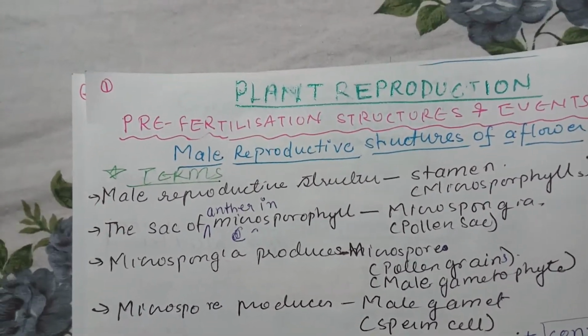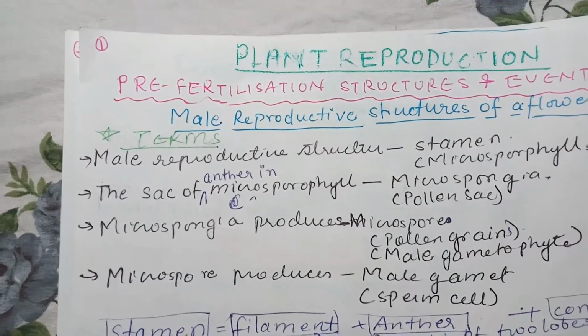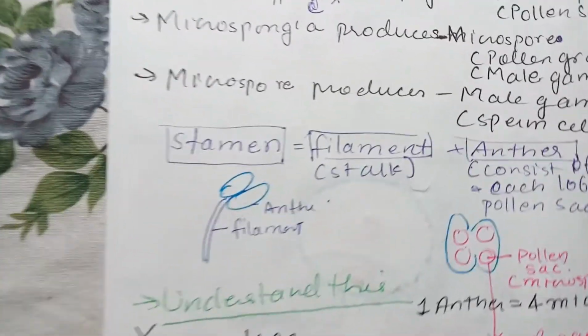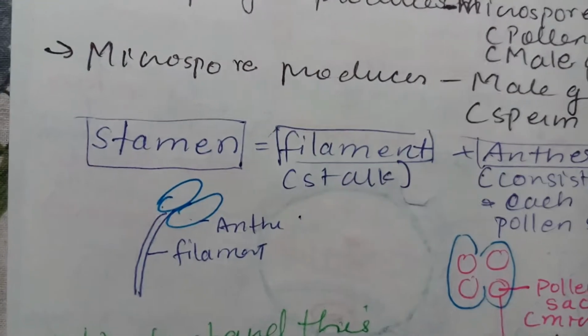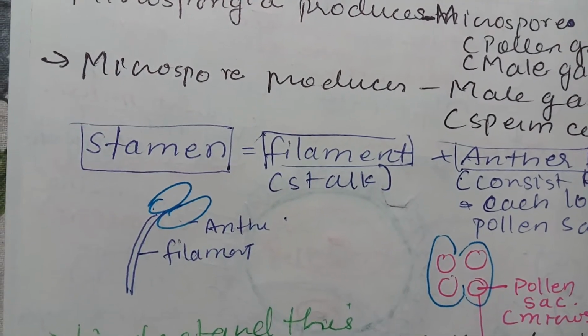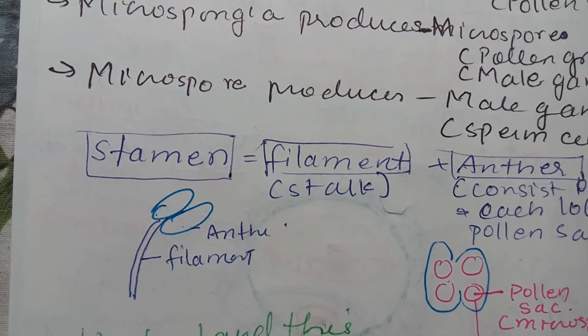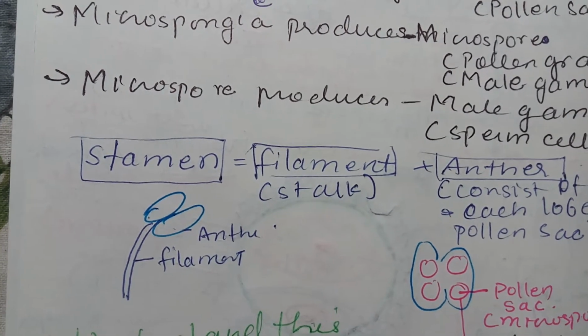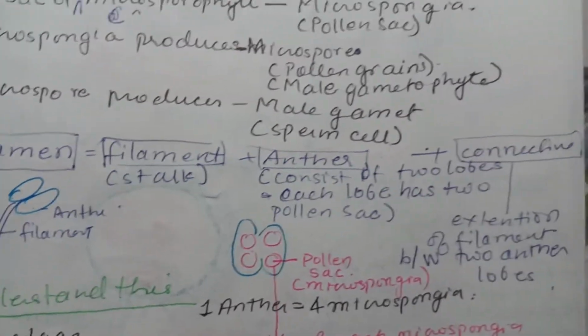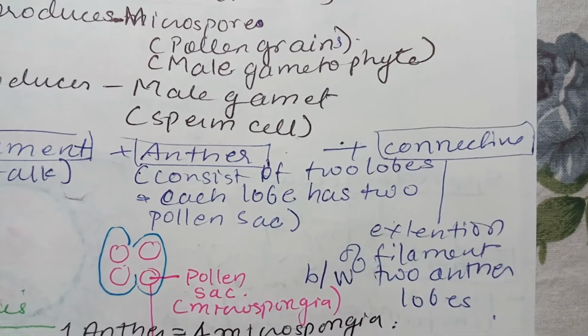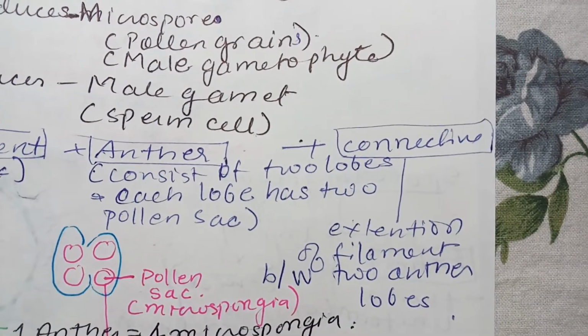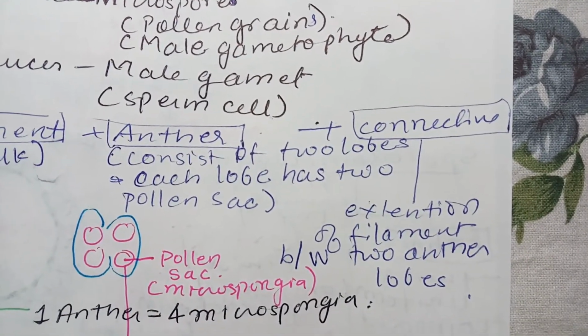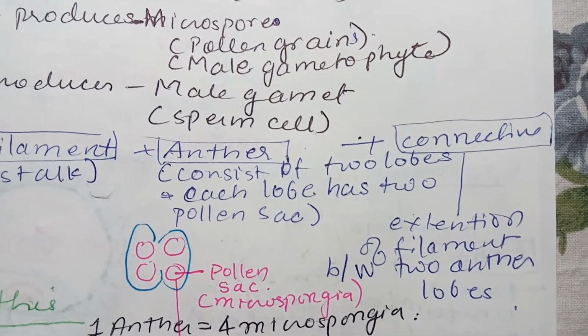Now let's discuss the structure of male reproductive structure of plant. So basically it consists of stamen. Stamen consists of anther, filament and connective. Filament is a stalk, whereas you can see at the top, anther. Now if you look at the anther, first let's discuss the connective. It is the extension of filament between two anther lobes.